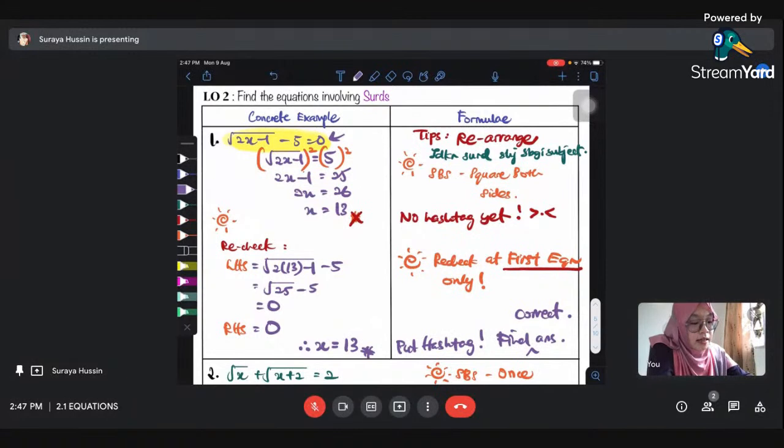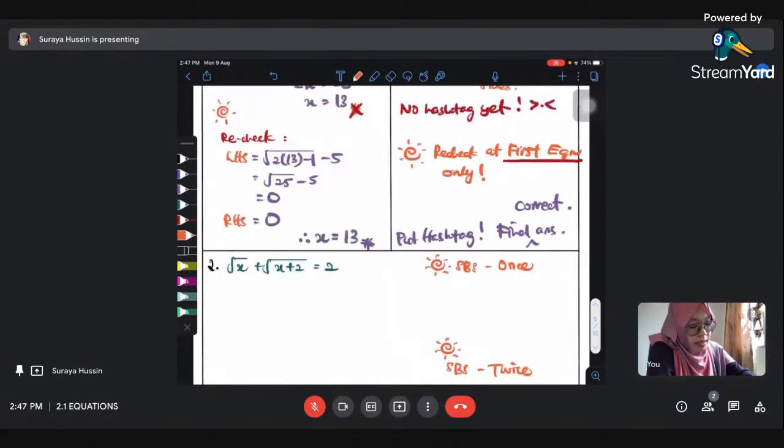Okay, cumanya sekarang ni saya nak kamu fahamkan macam mana menggunakan teknik squaring both side. Okay, squaring both side and then recheck dekat mana equation yang pertama, first equation. This is our first equation. Recheck pada first equation. Recheck, tulis itu, recheck pada first equation sahaja. Bukan pada second, bukan pada third. Now, let's go to the second example.